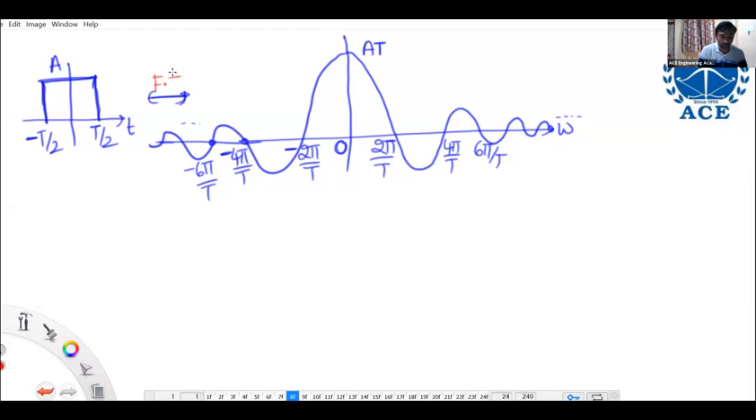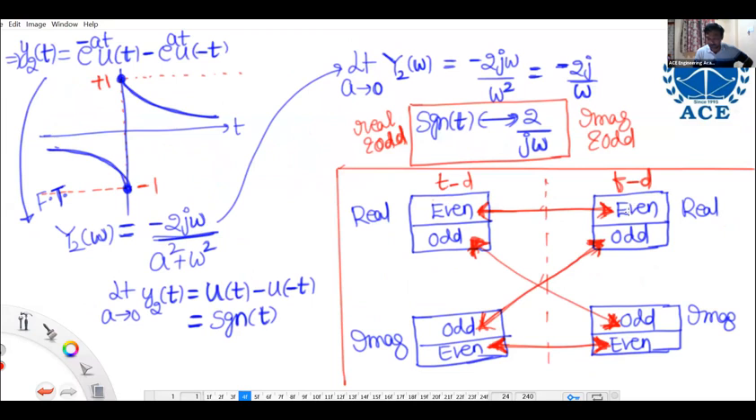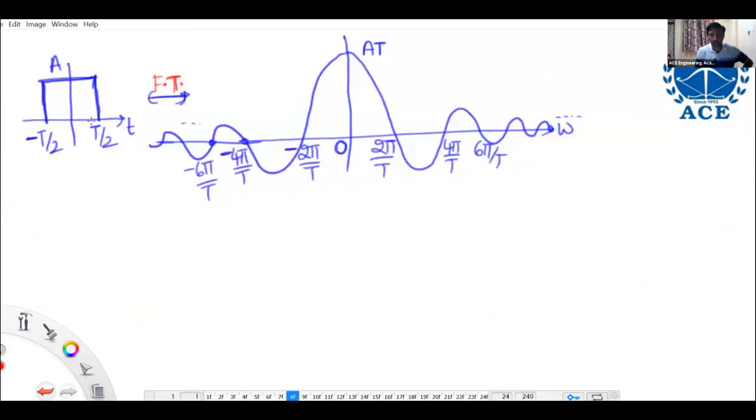Everyone see the graph and tell me one point. This signal is real and even. Spectrum is also real and even. Just now we prepared a table. Yes, this signal is real and even. The respective spectrum is also real and even. Satisfied or not? Signal real and even, spectrum is real and even.